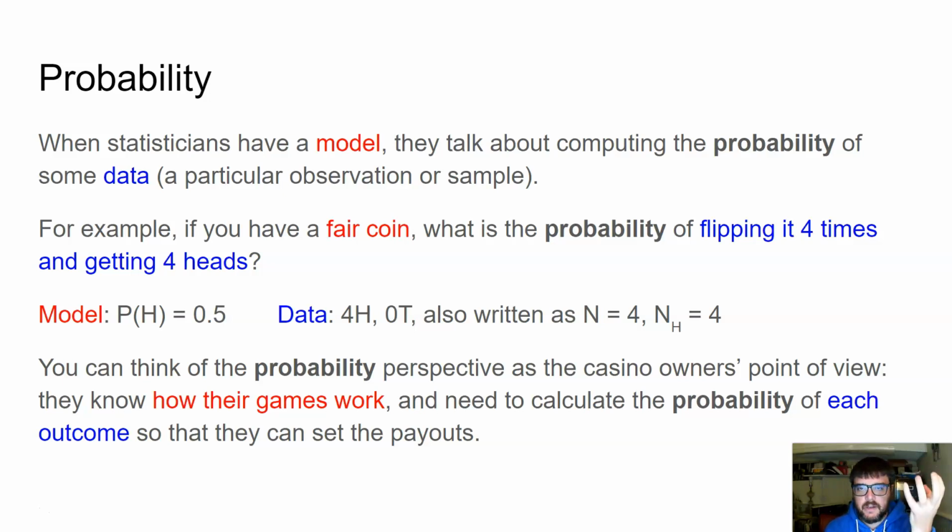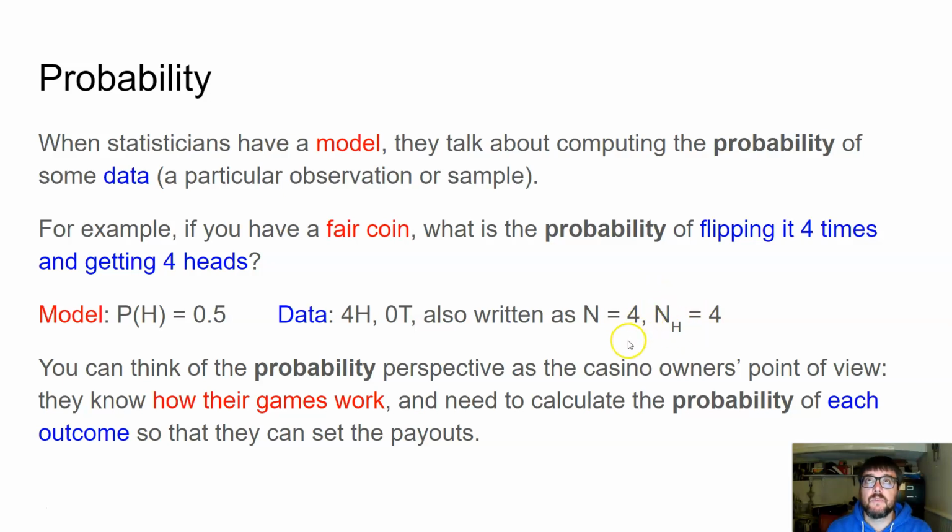So you say, here's my model. Based on that model, what's the probability that I observe these data? For example, a fair coin is a model that's saying there's a discrete uniform distribution with two outcomes. Then we can say what's the probability of observing data, 4 flips with 4 heads, given our model. Here's our model: probability of heads is 0.5. Data: 4 heads, 0 tails. That means total sample size of 4, and number of heads observed is also 4.